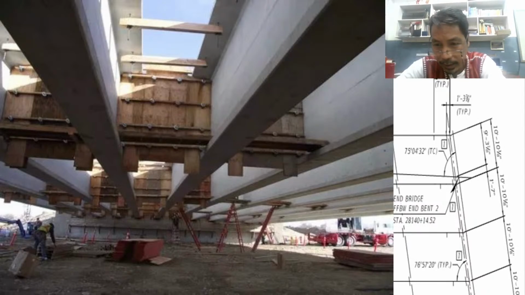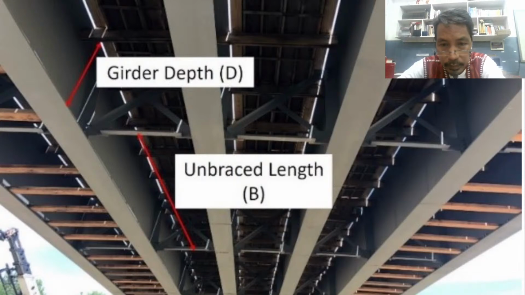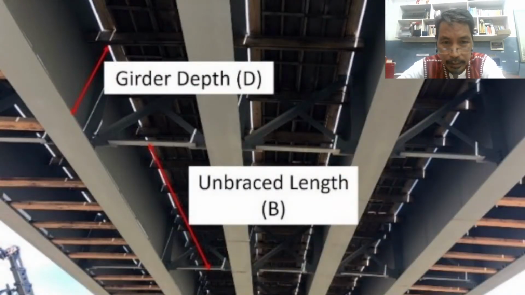Maybe we can still find another picture for you. Okay, so maybe this is better. So you have a girder. As you can see, you have the red arrows. The red arrows describe the girder depth. Okay, girder depth, the red arrows. And also another red arrow describing unbraced length.